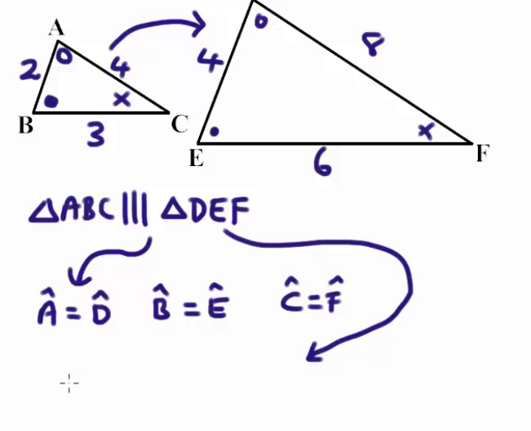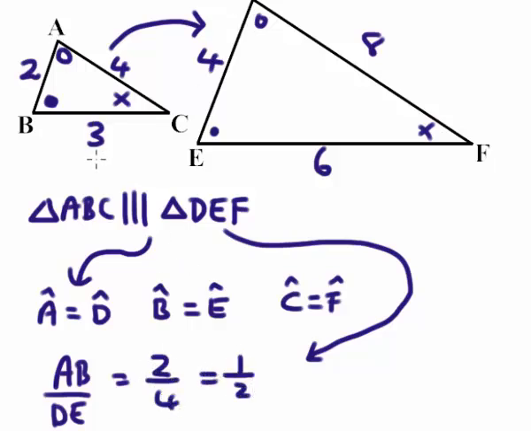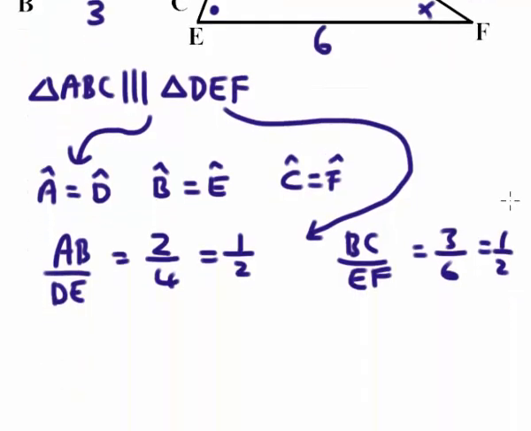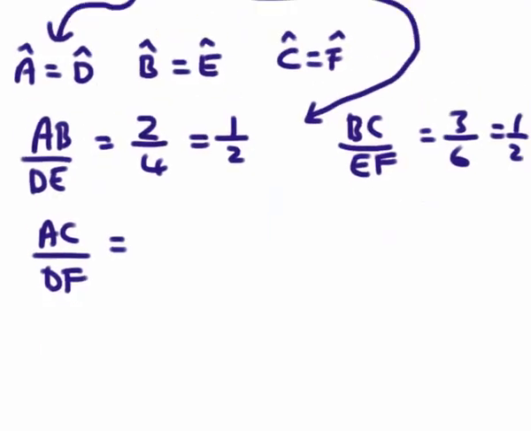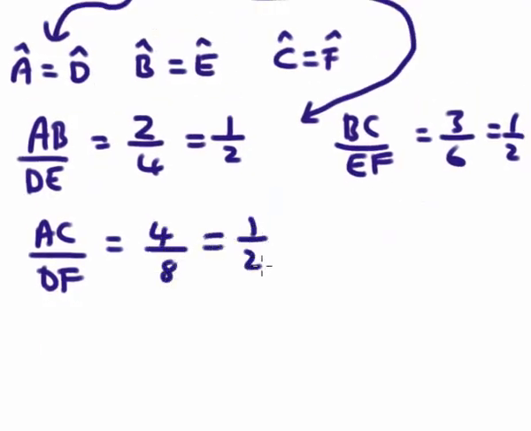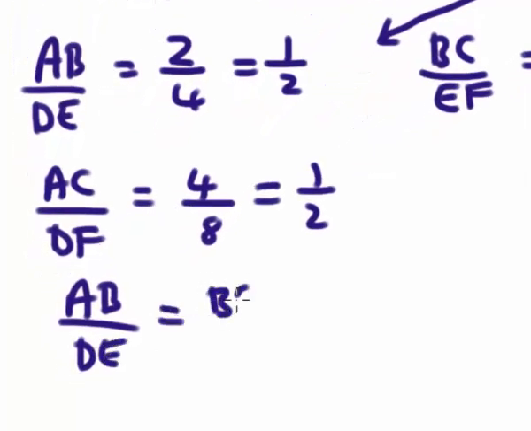But there's something else that holds true with triangles that are similar. If you look at the ratios, AB over DE is 2 over 4, which is a half. What is BC over EF? BC over EF is 3 over 6, which once again is a half. And what about AC over DF? AC over DF is 4 over 8. And what do we notice? That's a half. So if the triangles are similar, we can say that the ratio of AB to DE is equal to BC divided by EF is equal to AC over DF.